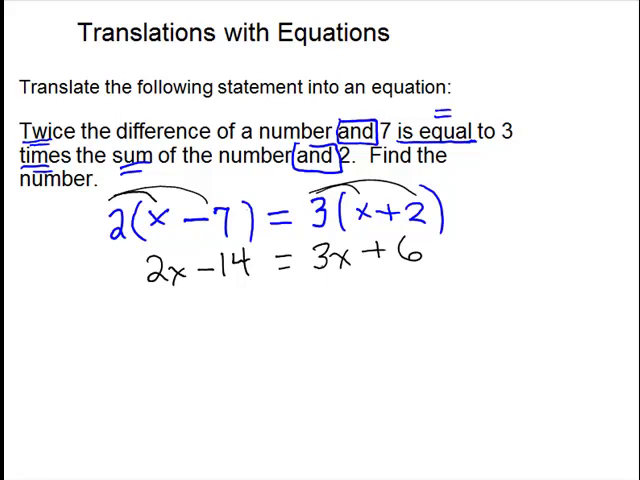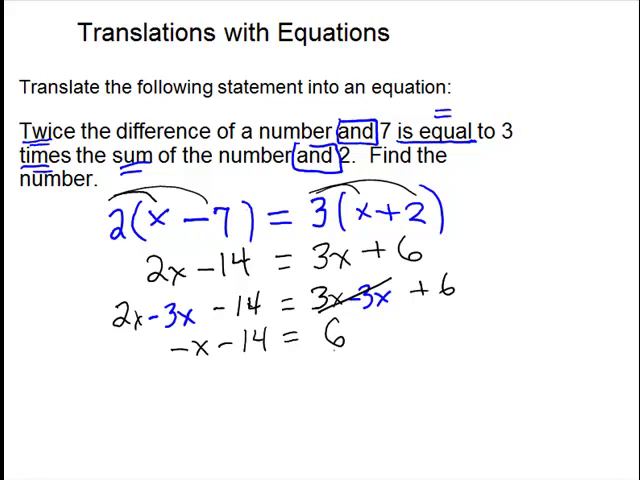Now you have a variable on both sides. You need to choose to get rid of one of those x terms. It doesn't matter which one. I'm going to choose to get rid of the 3x. So I need to subtract it from both sides. Nothing wrong with doing this step in your head if you're good with your signs and everything. So we'll give you a negative 1x, or negative x minus 14 equals 6.